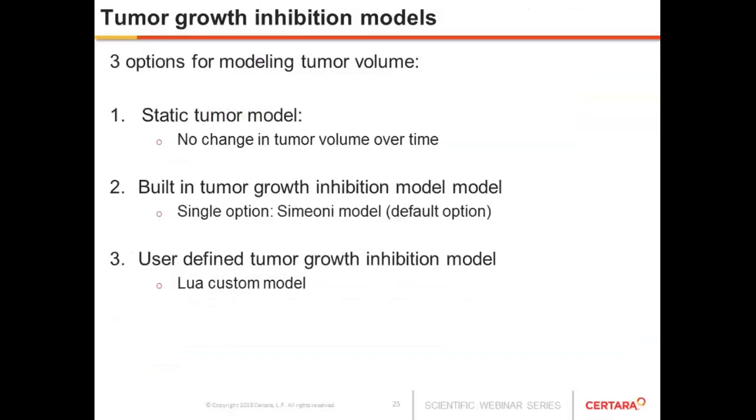So the third features the implementation of tumour growth inhibition models, and there are really three options available for modelling tumour volume. If you're only interested in drug distribution in a short-term experiment, then you can just assume that the volume remains constant, so a static tumour model. Or we have a built-in tumour growth inhibition model, so there's just a single option that's available at the moment, the widely used Simeone model. And you can also define your own tumour growth inhibition model via the Lua custom model option that we have, which I'll explain in the next slide.